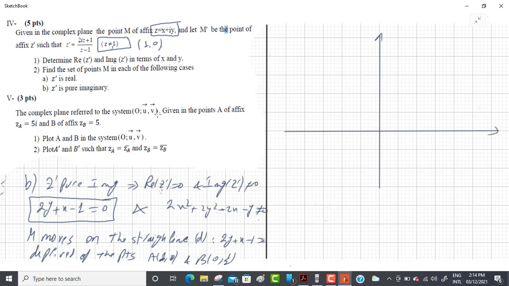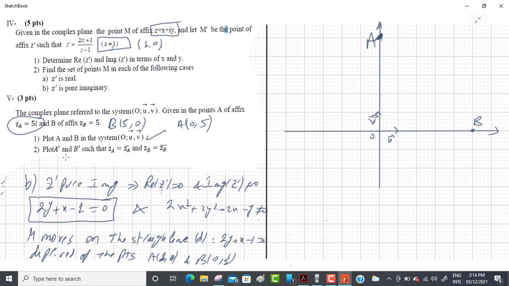The complex plane is referred to the system (O, U, V). This is O and this is U, the unit vector of the x-axis, and this is V, the unit vector of the y-axis. Consider the point A, zA equal 5i, so A(0, 5): 1, 2, 3, 4, 5. This is the point A(0, 5). And let zB equal 5, so the point B of coordinates (5, 0). This is the point B.